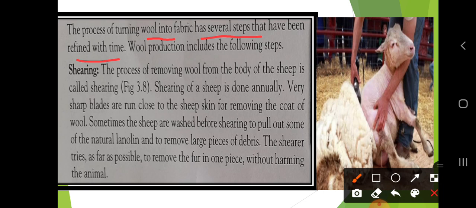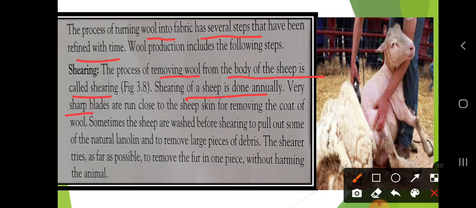Shearing, the process of removing wool from the body of the sheep, is called shearing. A 1 mark question can be asked: the process of removing wool from the body of the sheep is called shearing. In this figure you can see how the man is removing the hair of this sheep. Shearing of a sheep is done annually, which means yearly once.